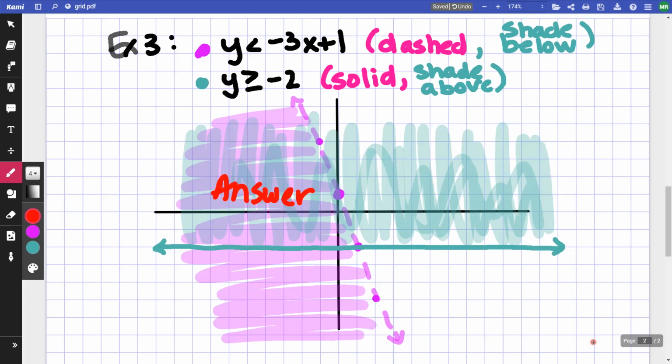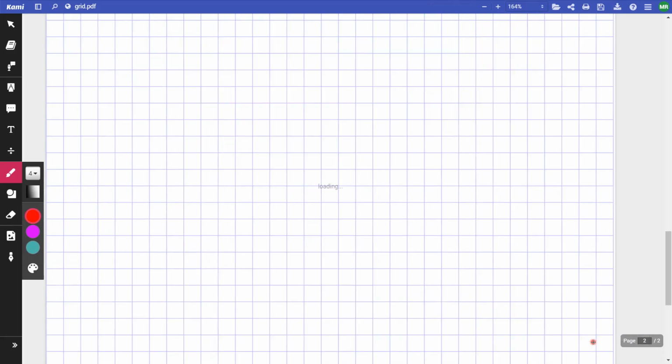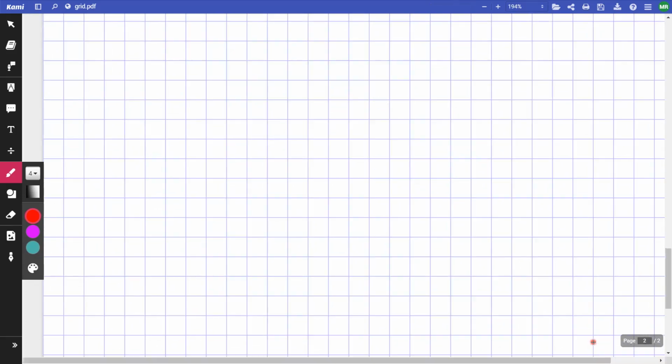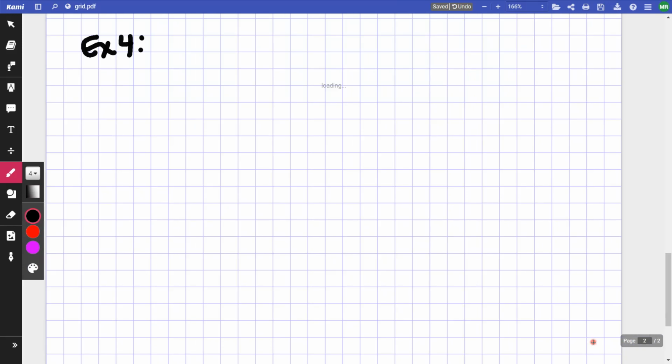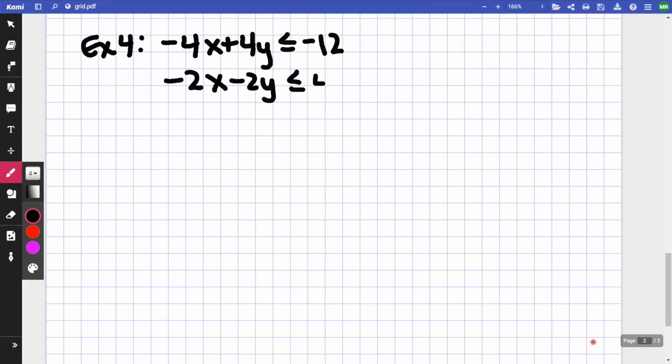And the last one we're going to have where maybe they're not in y equal form. So let's try one like that. So for this example, example 4, yeah, double checking my numbers. We have -4x plus 4 is less than or equal to 4y is less than or equal to -12. And -2x minus 2y is less than or equal to 4.